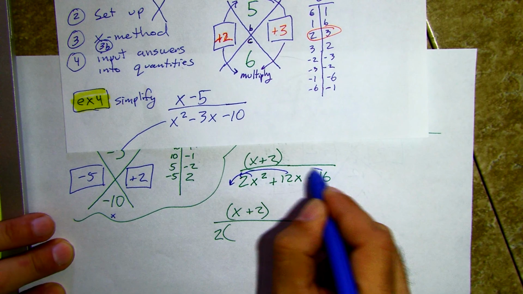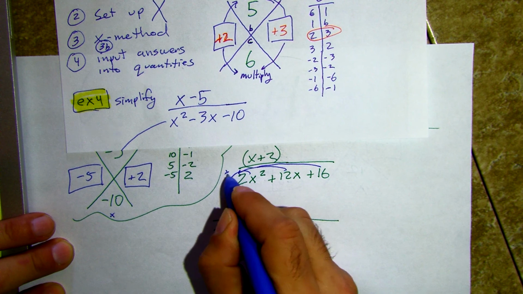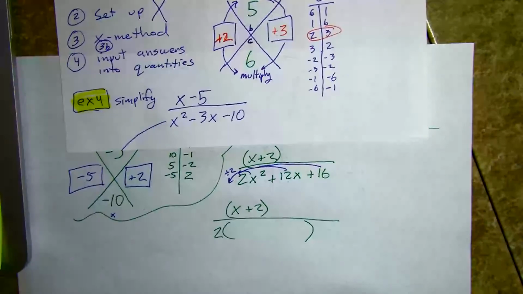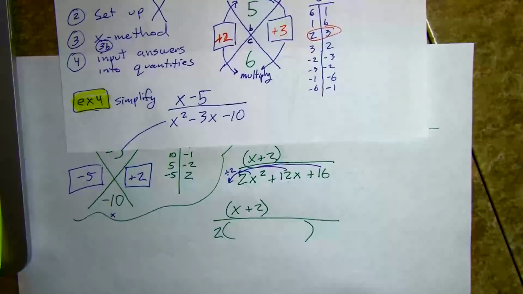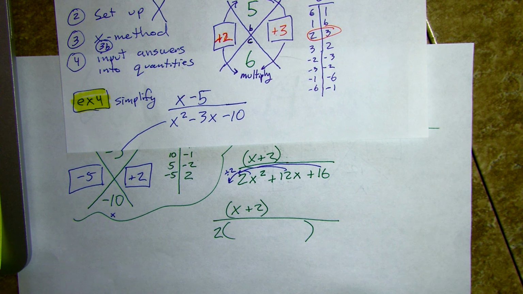Two x squared divided by 2. If we divide out a 2, what's left over? x squared. 12x, we divide out a 2. What do we have? 6x. 16, divide out a 2. What's left? Positive 8. You see?